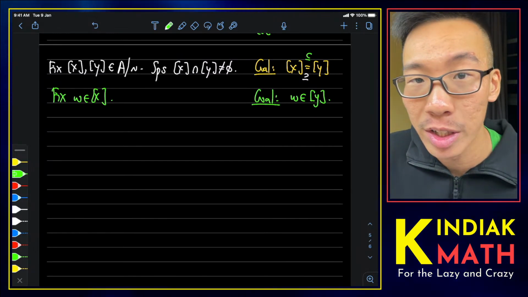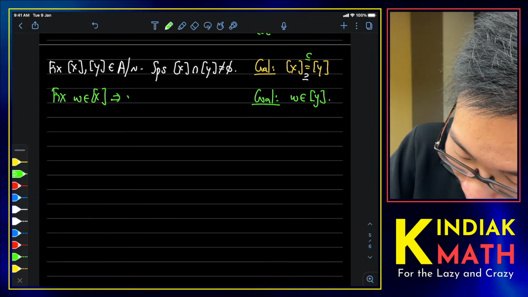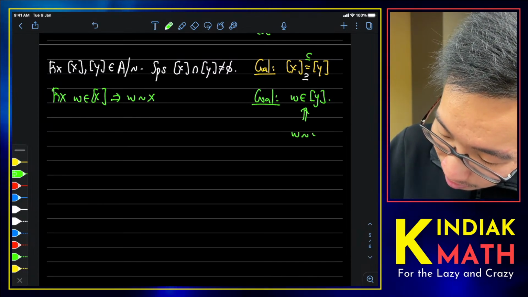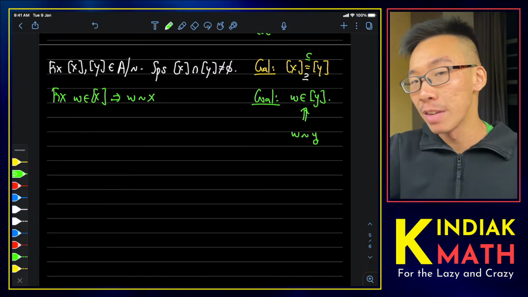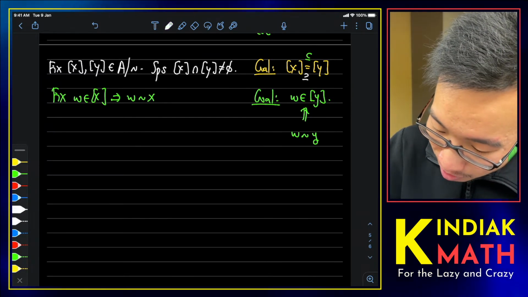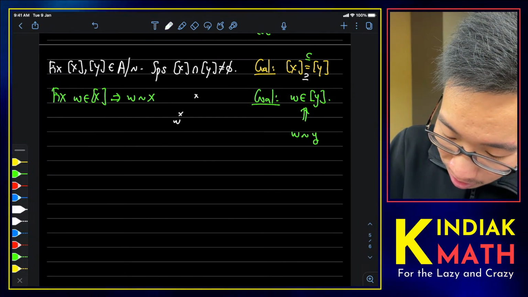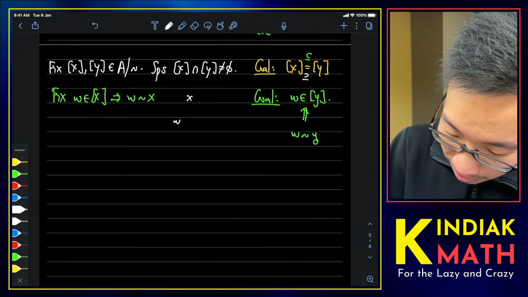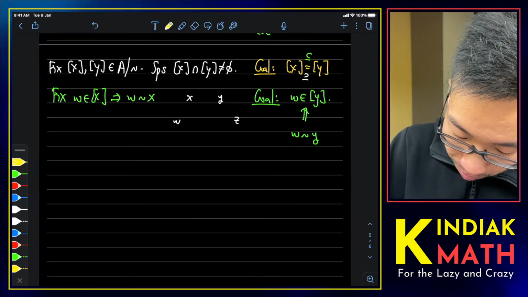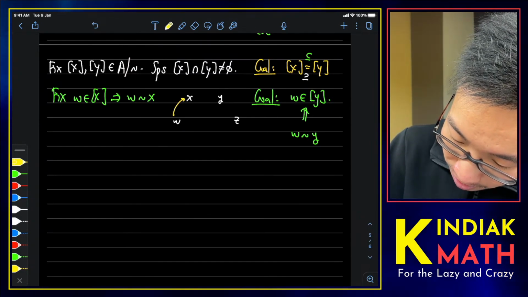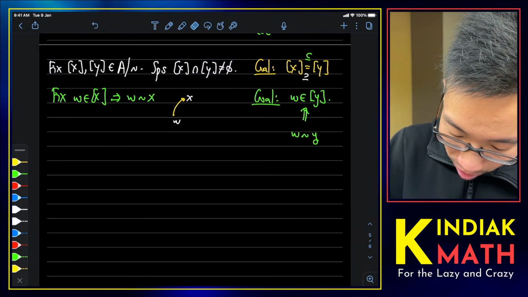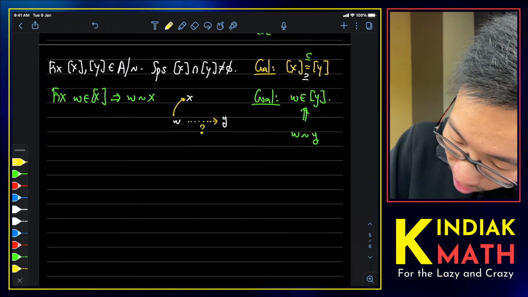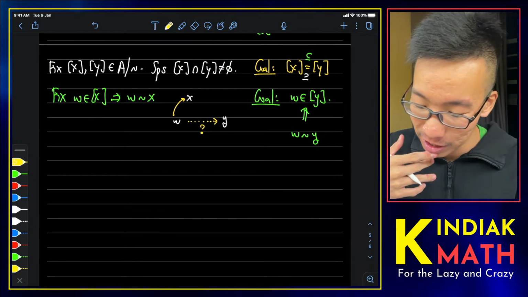It might be important to decode what these things mean. So this means that W is related to X, and this means that W is related to Y. We might even want to visualize this. Alright, so let's just visualize it in a diagram. Here's W. Here's X. Here's Y. Our goal is to show that W is related to Y. That's our objective, right?